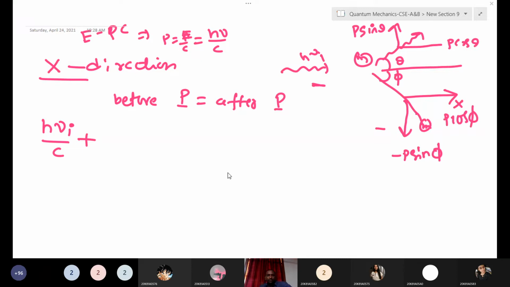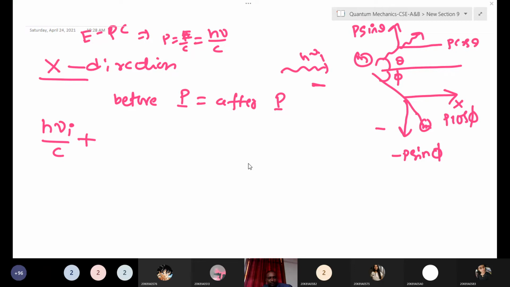Okay, so what is the momentum of the electron before collision? What are the assumptions? First of all, what did Compton consider for this scattering effect?